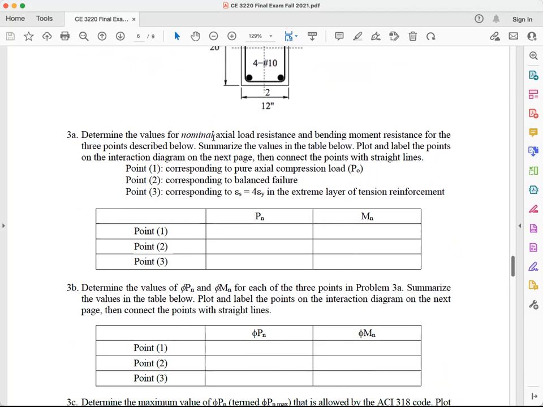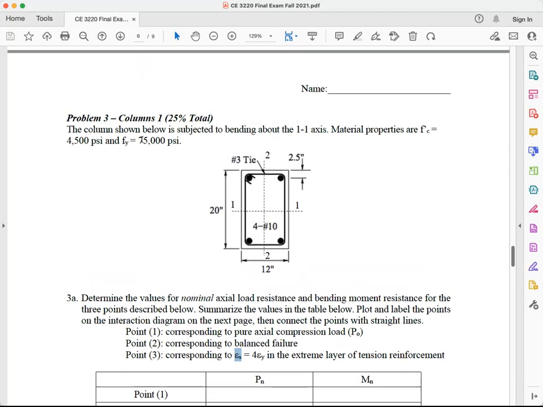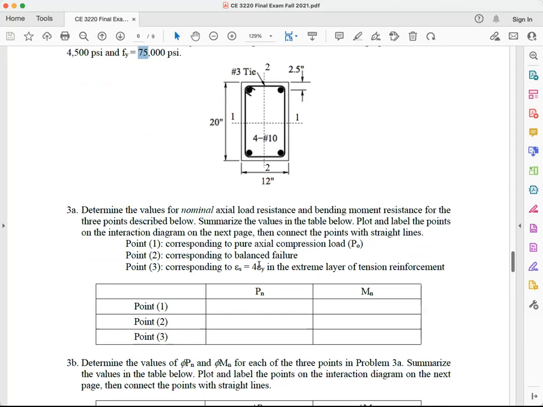Now, determine the point 1 corresponding pure axial compression load. This is actually point A. Corresponding to balance failure, point C. Now, careful, corresponding to epsilon S equal to 4.4 times epsilon Y. So that tells you the strain in the reinforcement, and you have to draw the diagram. That means these two bars will see a 0.00-something strain. It's no longer 0.207. For 75 KSI, multiply 4 times.